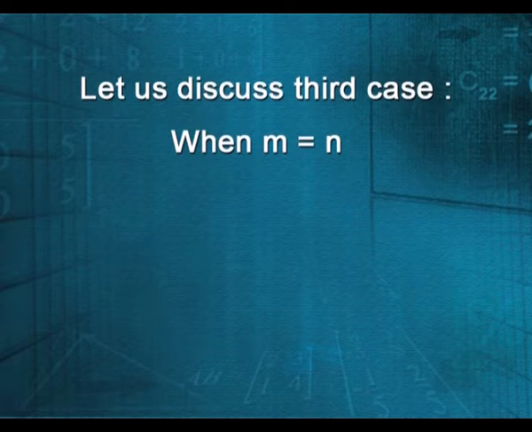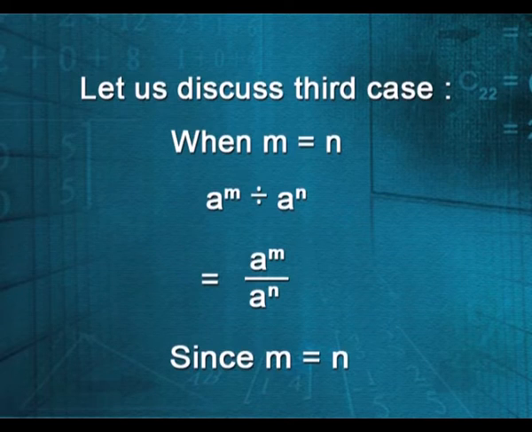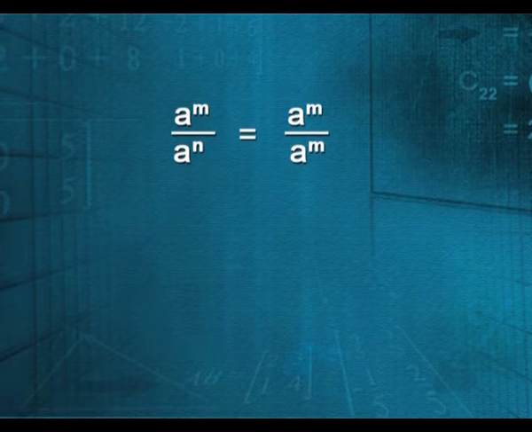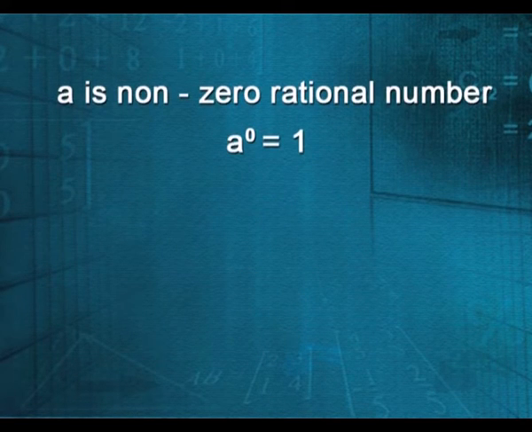In the third case, if m is equal to n, then a raised to power m divided by a raised to power n is equal to a raised to power m divided by a raised to power n. Since m is equal to n, therefore a raised to power m divided by a raised to power n can be written as a raised to power m divided by a raised to power m, a rational number in which numerator and denominator are same, and in that case the value of that rational number is always 1. Therefore, a raised to power m divided by a raised to power m is equal to 1, which is equal to a raised to power m minus m, which is also equal to a raised to power 0. Therefore, a raised to power 0 is 1.